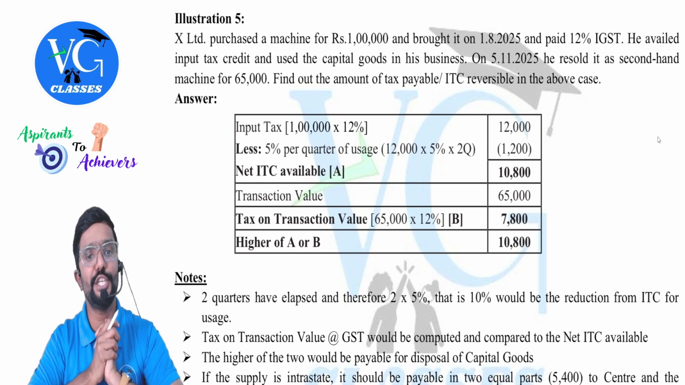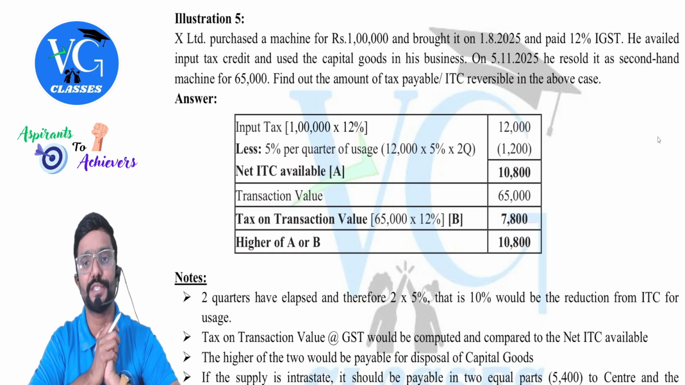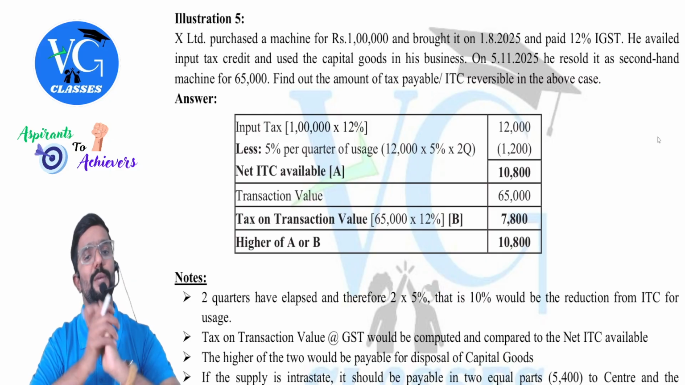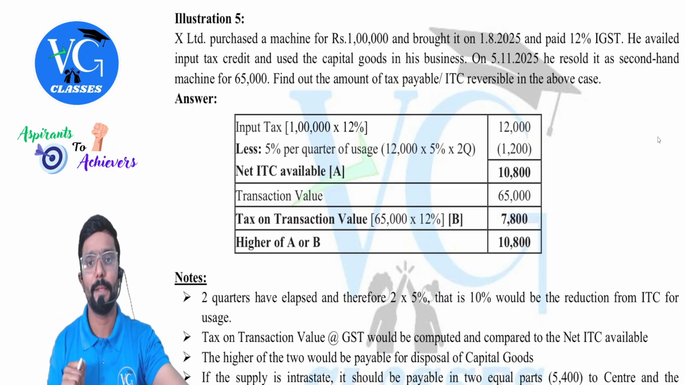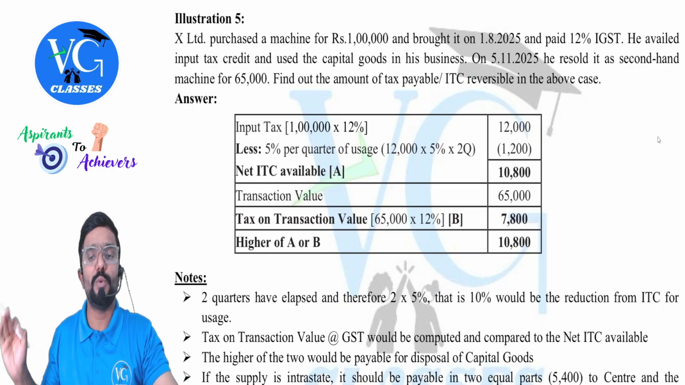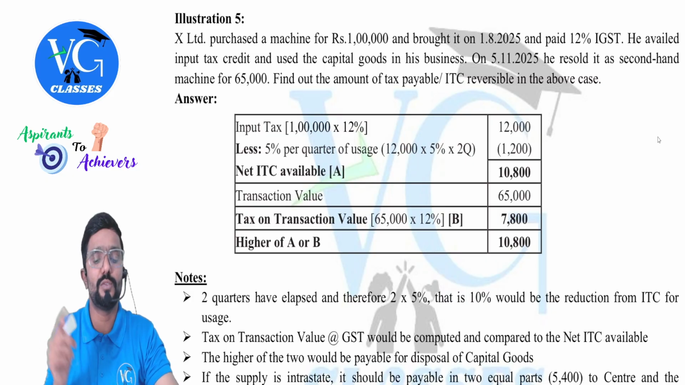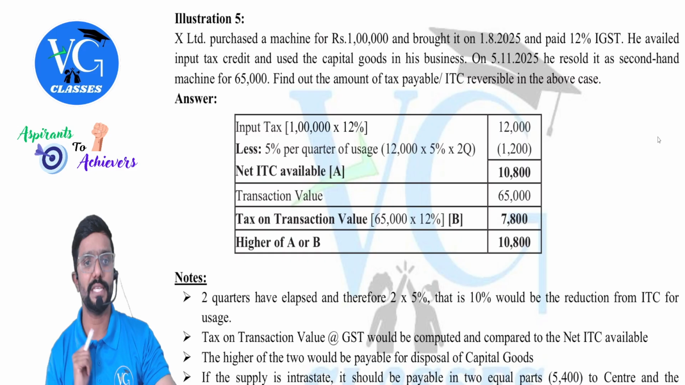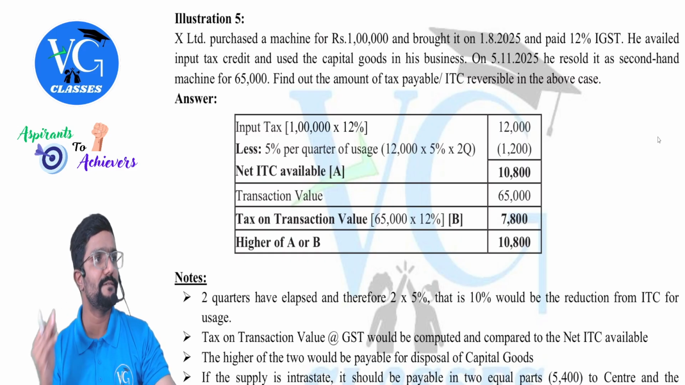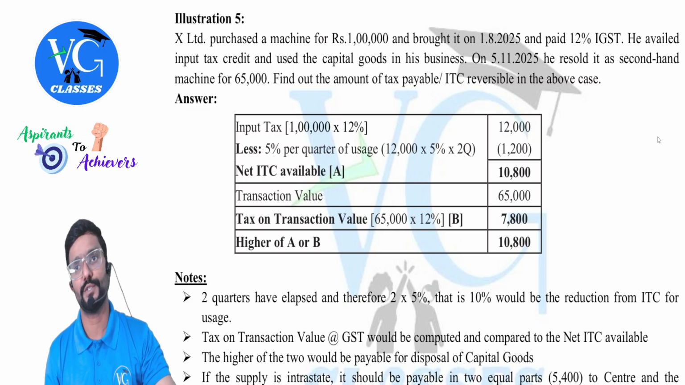X Limited purchased a machine for 1 lakh and brought it on 1st August 2025, date of purchase, and paid 12% IGST. Okay, on 1 lakh, 12% comes to how much, people? 12,000. He availed input tax credit and used the capital goods in his business. That means the full 12,000 credit is already claimed. On 5th November 2025, he resold the second-hand machinery. Means whatever machine he had purchased, now he is selling it. For how much, sir? 65,000. Find out the amount of tax payable or ITC reversible in the above case.